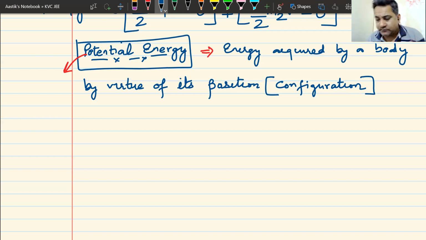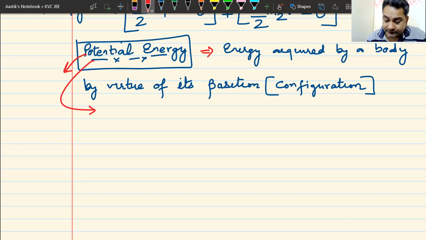Where a body is placed, in simple terms, this is a body. Where it is, according to its position, I can call it configuration. Whatever energy it acquires is known as potential energy. Now, how do I understand this potential energy? Why this potential energy comes is a big question. Before going on to why it comes, let us first talk about certain types of potential energies that you might have read, and that will give you an idea of what potential energy is.